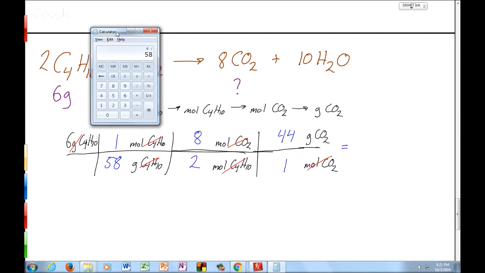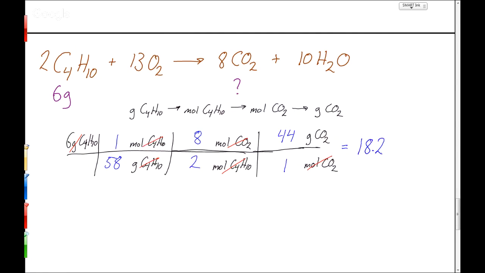So 6 divided by 58 times 8 divided by 2 times 44, 18.2. So for every 6 grams of butane that we use, assuming we have enough oxygen, we would expect to make 18.2 grams of carbon dioxide. Because it gets oxygen, and oxygen's heavier than hydrogen. So it ends up, it's also in a 2 to 8 ratio. So you're making 8 times the moles. So you end up with more.